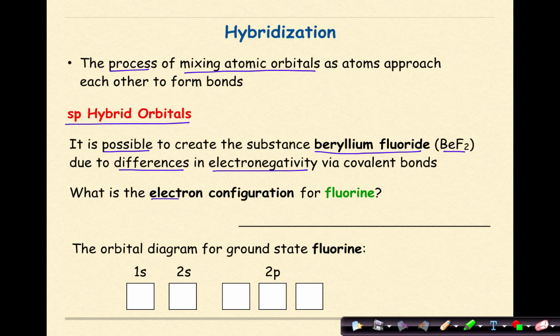First, what is the electron configuration for fluorine? Fluorine is 1s2, 2s2, 2p5. We can represent this as an orbital diagram for ground state fluorine. So 1s2, 2s2, and then we fill in the 2p sublevel with the 5 electrons. And that represents the orbital diagram for ground state fluorine.